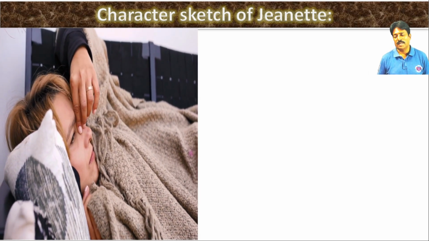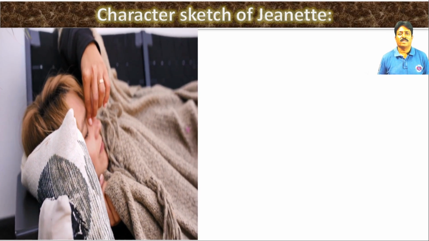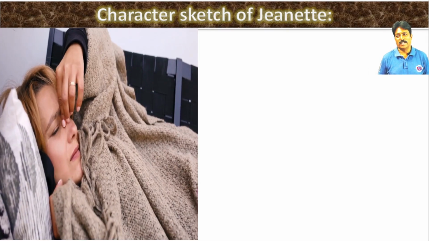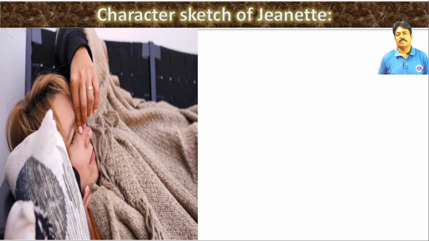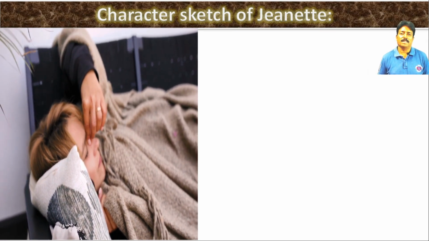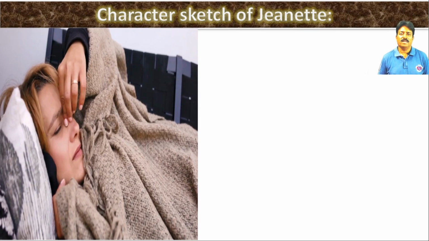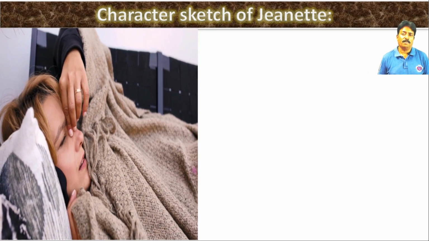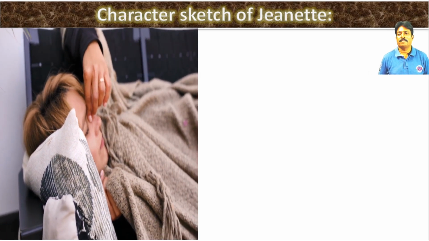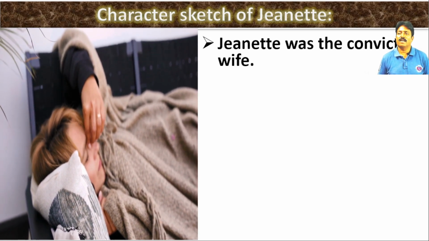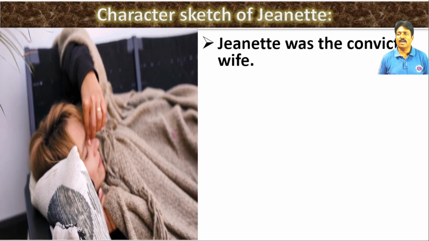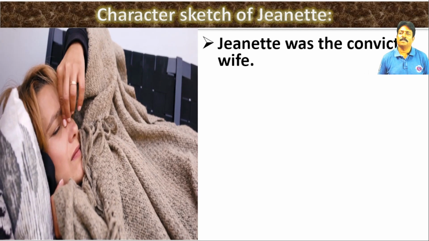Now let's come to another important name that is mentioned in the play, that is called Jeannette. Jeannette is not a character of the play, but a name mentioned in the play. This person does not come on the stage, but there is a reference about Jeannette in the play. Well, Jeannette was the convict's wife. Ten years ago, the convict lived in a small cottage with his wife, Jeannette.